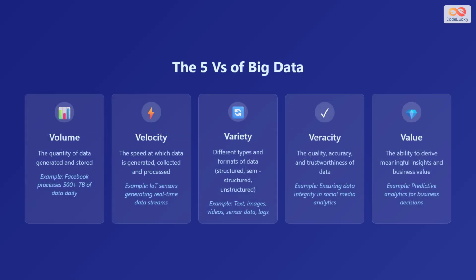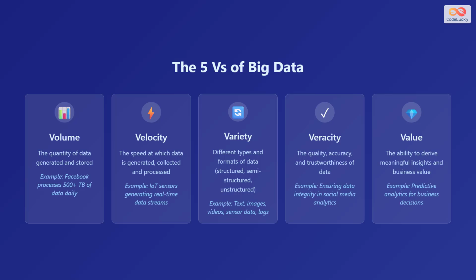Let's delve into the 5 Vs of big data. The first V is volume, which refers to the quantity of data generated and stored. For example, Facebook processes over 500 terabytes of data daily. The second V is velocity, representing the speed at which data is generated, collected, and processed. An example of this includes Internet of Things sensors generating real-time data streams.